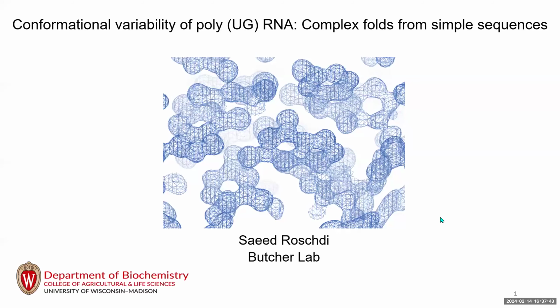Hello, everyone. My name is Saeed Roschdi. I'm a graduate student in Sam Butcher's lab, and today I'll be presenting my work on the conformational variability of poly-UG RNA.